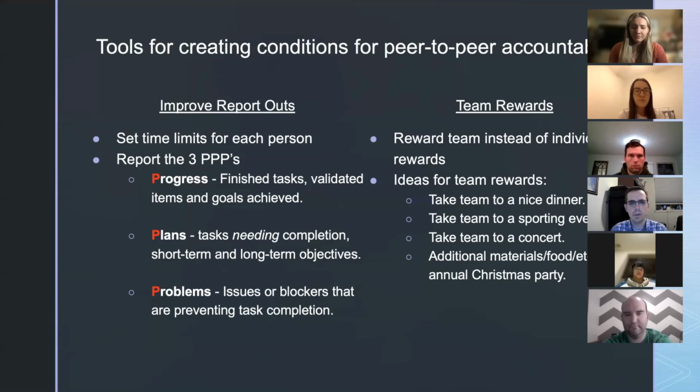So those Ps being progress, plans, and problems. Each member will report their finished tasks, validated items, and goals achieved. They will then discuss their plans, their tasks needing completion, and their short-term and long-term objectives. And they will also discuss the problems, any issues or blockers or anything that is preventing them from completing their current tasks.